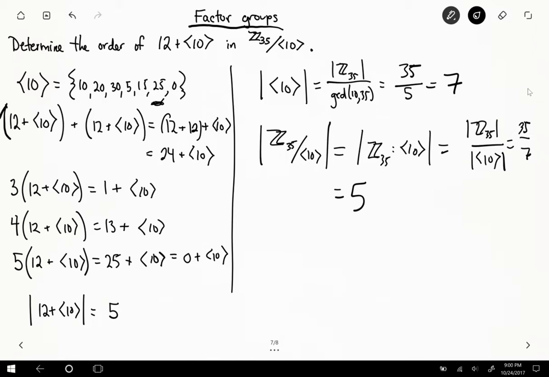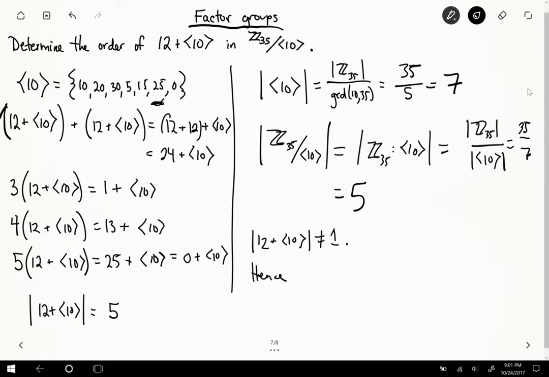Now, how can we go about doing this? Well, we know that the order of 12 plus this cyclic subgroup generated by 10 does not equal 1. And by Lagrange's theorem, or, well, we could do Lagrange's theorem if we make it a subgroup, that's not necessary, but either way, we know the order of this must divide the order of our group. So hence, our group has only 5 elements. And by the way, you saw them right here. For example, you had 1, 13, 25, which has become 0.